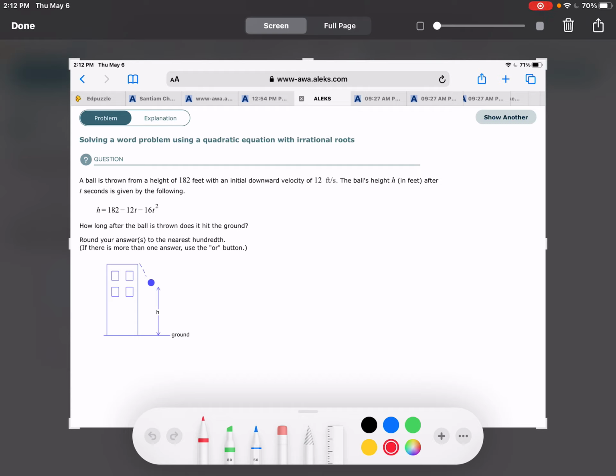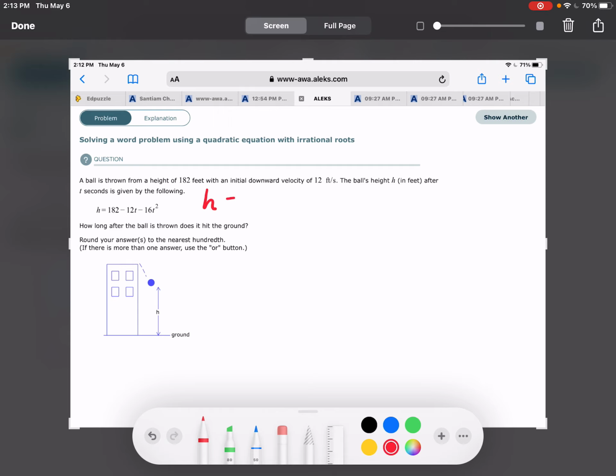Hey guys, let's talk about this word problem using a quadratic equation with irrational roots. It says a ball is thrown from a height of 182 feet with an initial downward velocity of 12 feet per second. The ball's height h in feet after t seconds is given by the following. And I'm actually going to rewrite this just because I want you to see it in this form also.